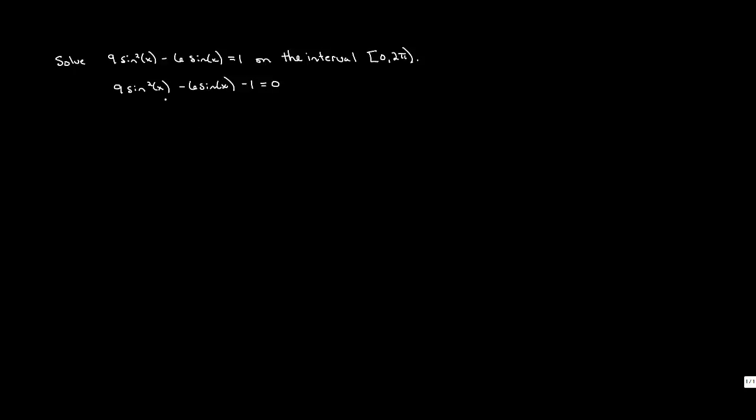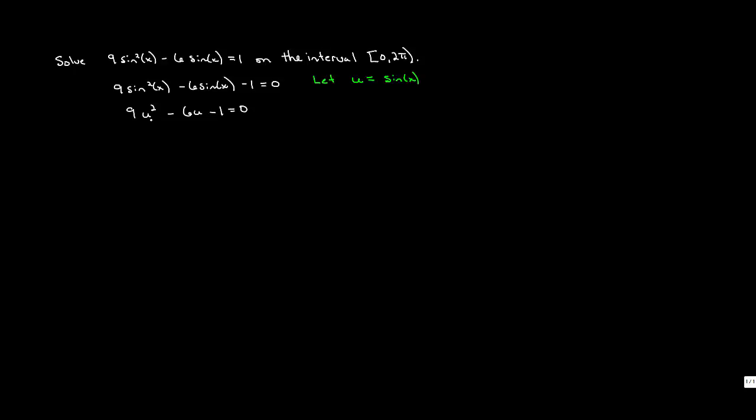Now to factor this, some of you guys might be good at factoring, some of you might not be so good at factoring. What I'm going to do before I start my factoring is a substitution. Let u be equal to sine x. If I do that, I get 9u squared minus 6u minus 1 equals 0. Now that's a little bit more palatable.